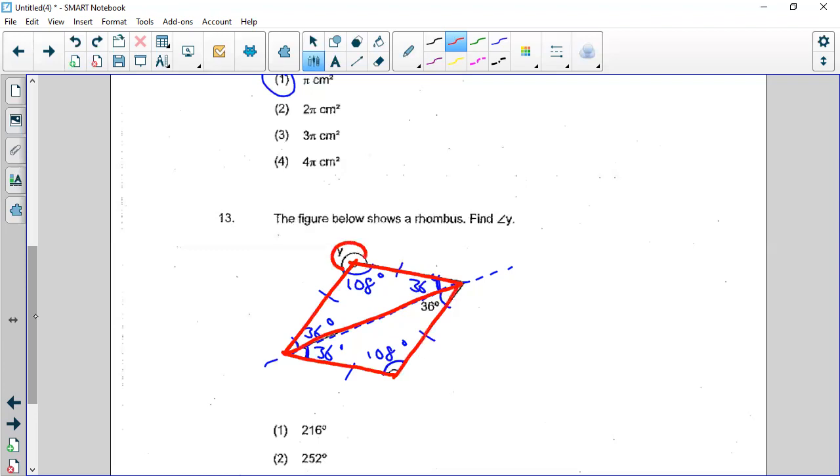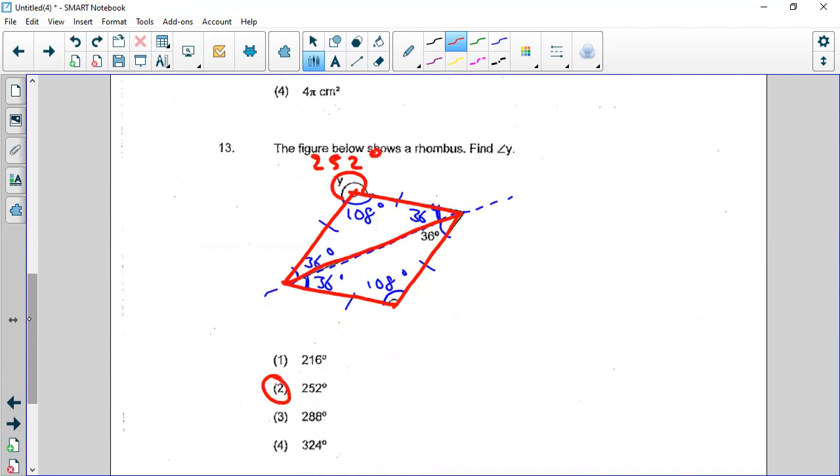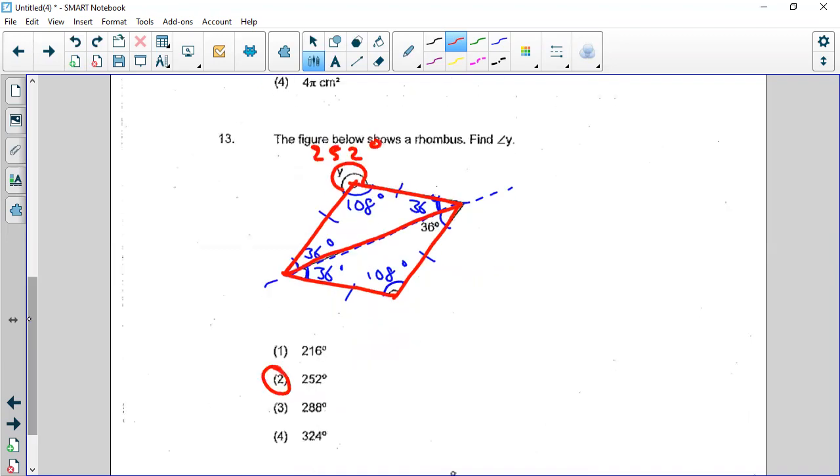Then how do you get angle y? Angle at the point, 360 minus 108. So you take 360 minus 108, you will get angle y, which is 252 degrees. Answer number 2. All right. So let's go on to question 14.